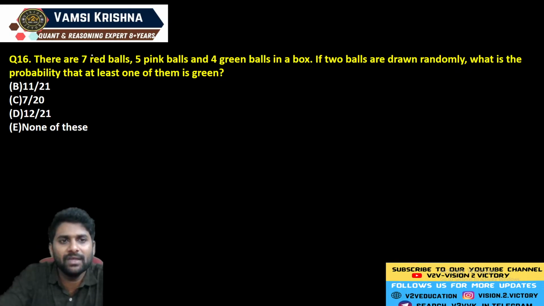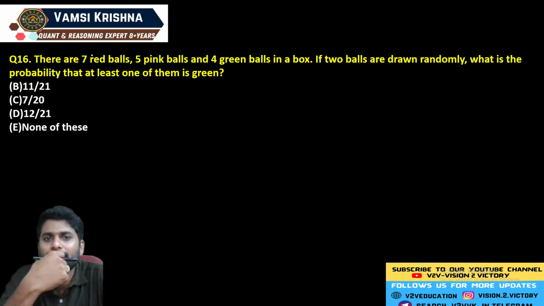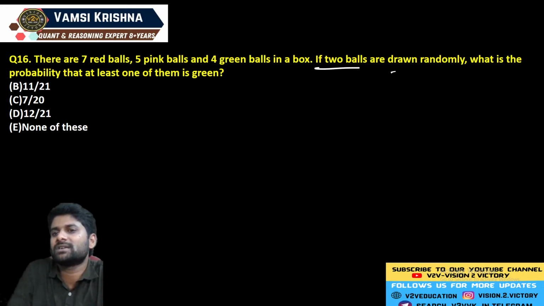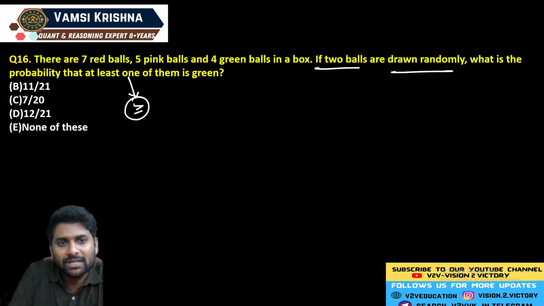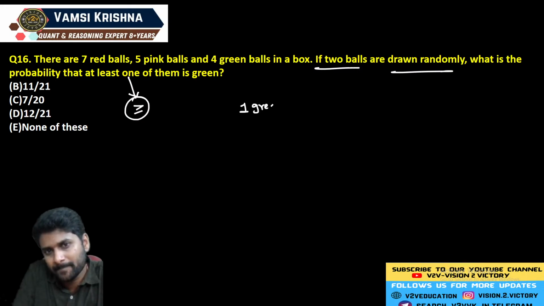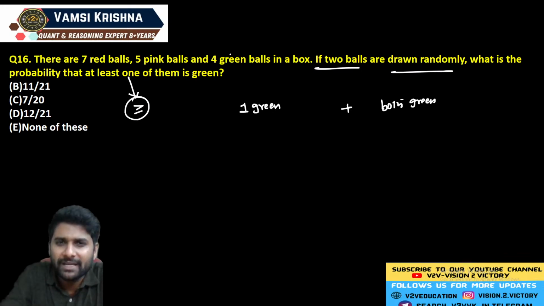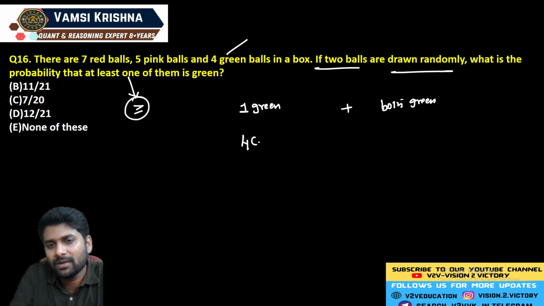Now question C. There are 7 red balls, 5 pink balls, 4 green balls in a box. If 2 balls are drawn randomly, then what is the probability of at least one of them being green? Guys, at least means greater than or equal to that number. At least means minimum one green or both are green. So either one green or both greens. What is the probability of getting one green ball? It's 4C1.